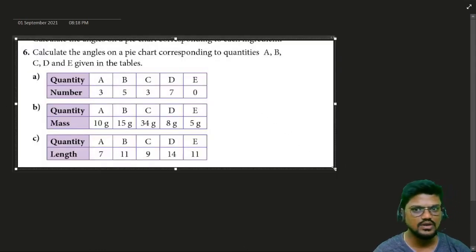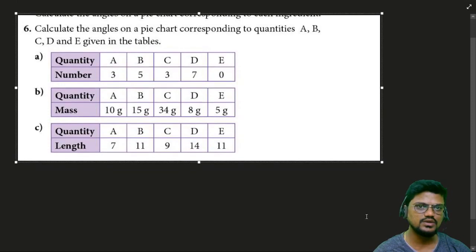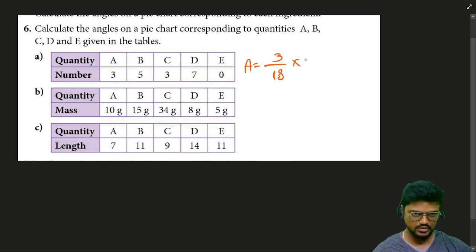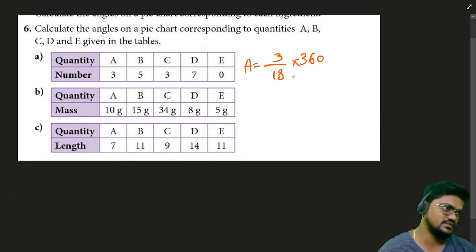The next is calculate the angle on a pie chart corresponding to the quantities of A, B, C, D, E given in the tables. It is the same way. You first add all of them. 3 plus 5 plus 3 plus 7. What does it give? 8. 8 plus 3 is 11 and 11 plus 7 is 18. So what you will do? 3 by 18, angle for A. 3 by 18 into 360. Whatever you will get, that will be the angle for A.